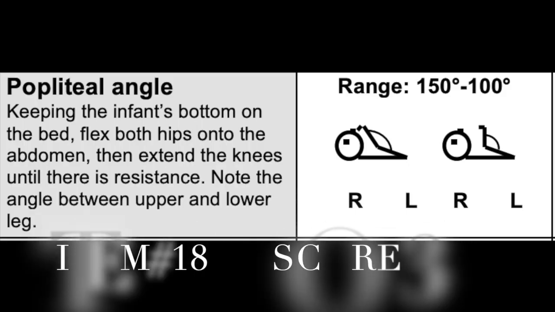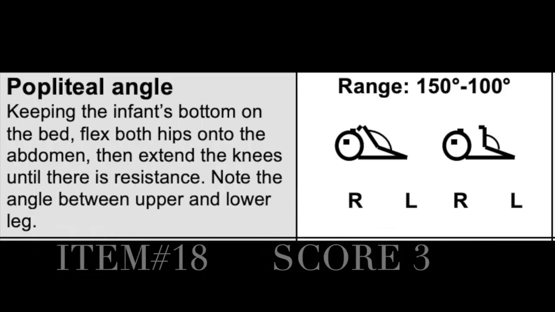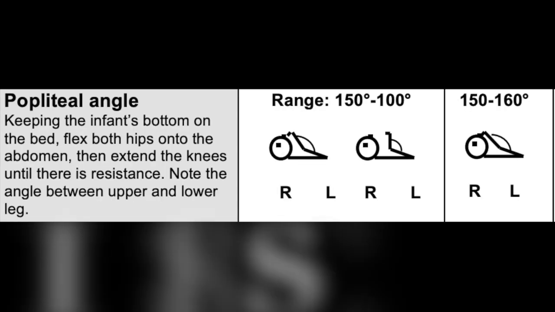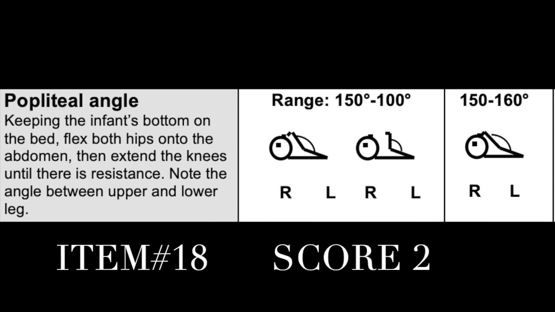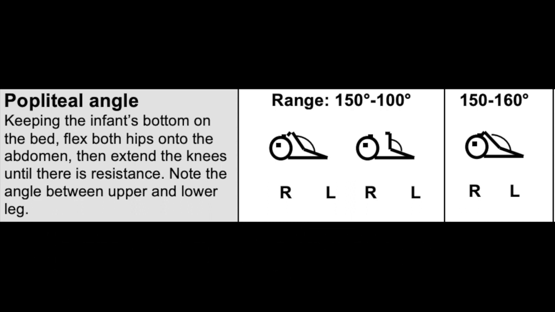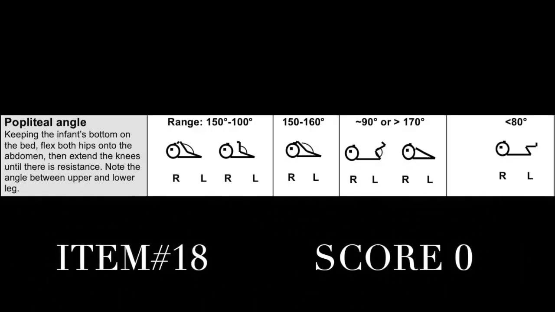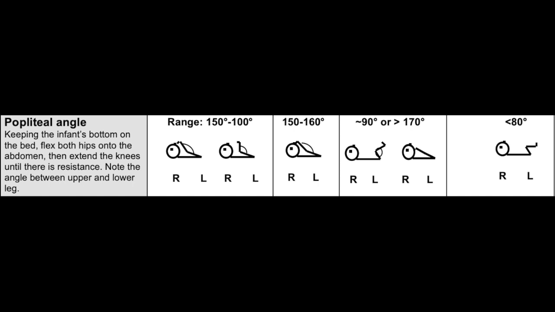Item 18. The popliteal angle. Keep the infant's bottom on the bed. Bend both hips onto the abdomen and then extend or straighten the knees until there is resistance. Note the angle between the upper and lower leg. A score of 3: the range is 150 degrees to 100 degrees. A score of 2: the range is 150 degrees to 160 degrees. A score of 0: the range is less than 80 degrees.